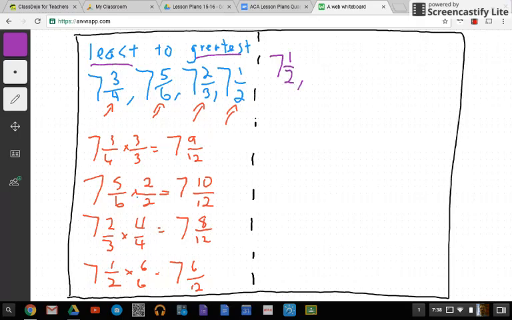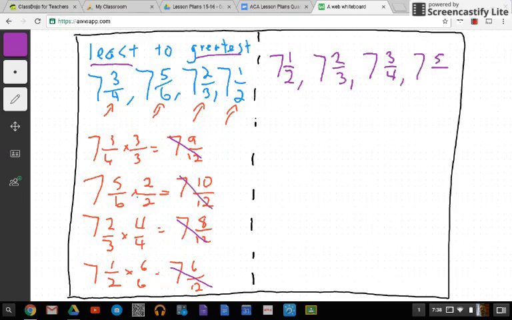So I've got rid of that one. Now then, 8/12 is the next smallest. So the next smallest is 7 2/3. My next smallest, 9/12. So that would be 7 3/4. And then finally, the largest, 7 10/12. So that would be 7 5/6.